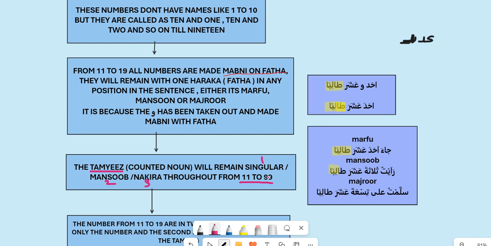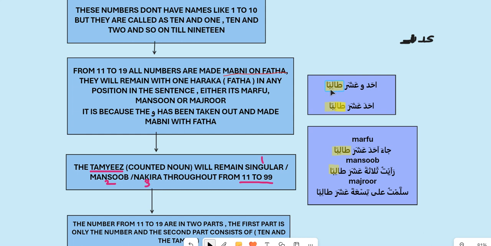So now let's check the examples. What you see here is 11, number 11: أحد وعشر طالبا. So where is the tamiz? The counted noun is طالبا. And what is the structure of the tamiz? It is singular, it is nakira, and it should always be mansub. So you can see taliban with a fathatain, and it's a rule in Arabic that when a noun is nakira and comes with fatha or fathatain, it is added with an alif. So it is now taliban.